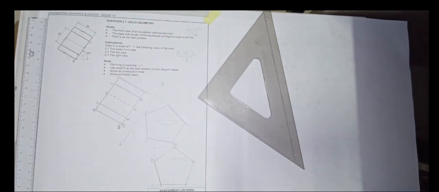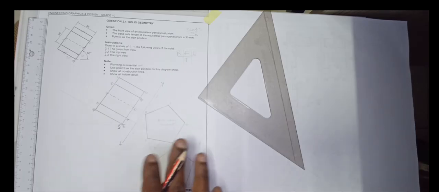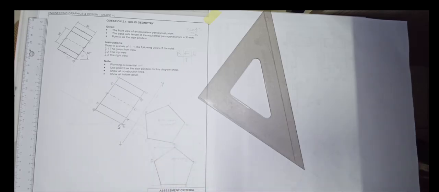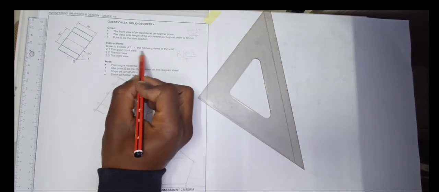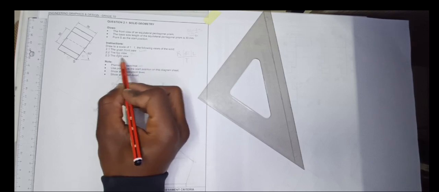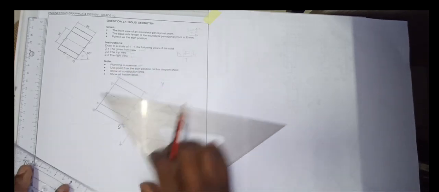So now you can see that we have two auxiliary views. What does that mean? It means that we used our planning skills to plan out our drawing so that we can get where we are now. Okay, so we are done with the given front view.